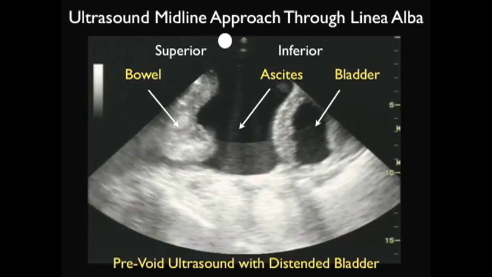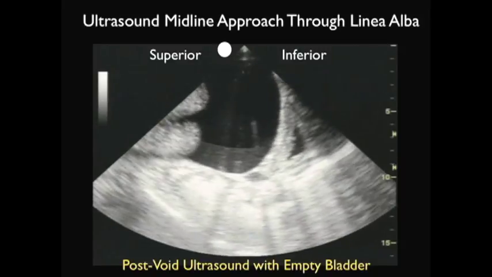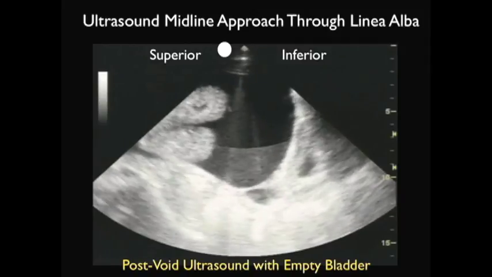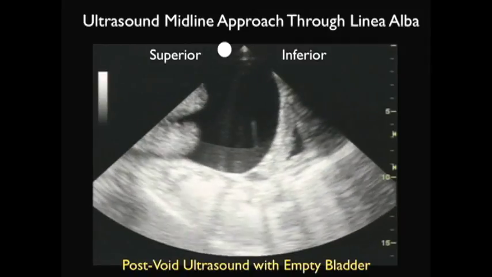Here's a video clip taken from the same patient after having him completely void, and note now we have the decompressed bladder, making the ascites pocket much larger and more amenable to a paracentesis puncture from that midline linea alba technique. And we can see here now the pocket of ascites as denoted by the darker anechoic fluid collection between the bowel superior and the decompressed bladder inferiorly.